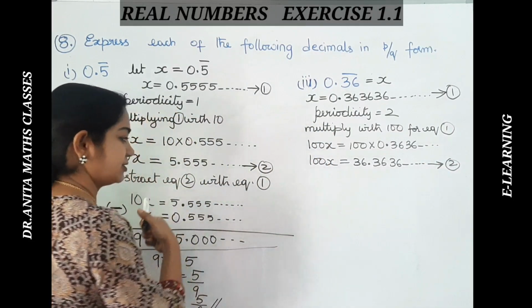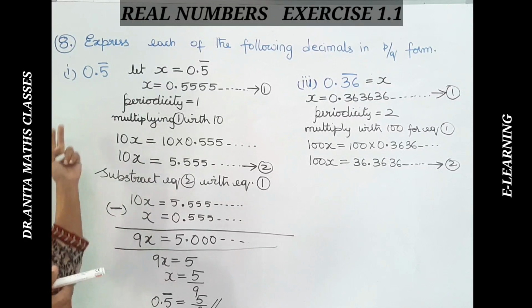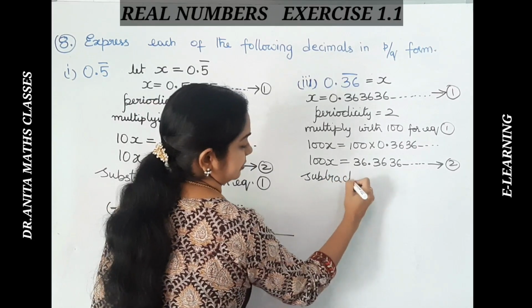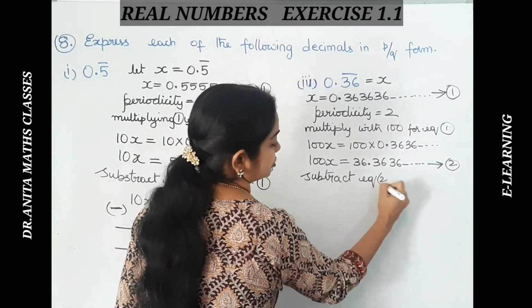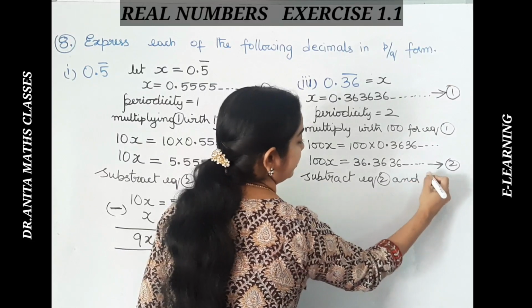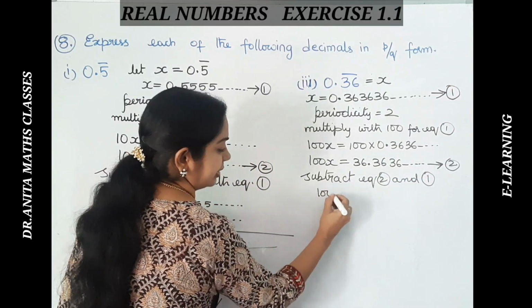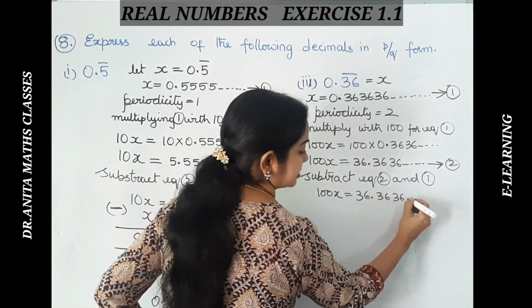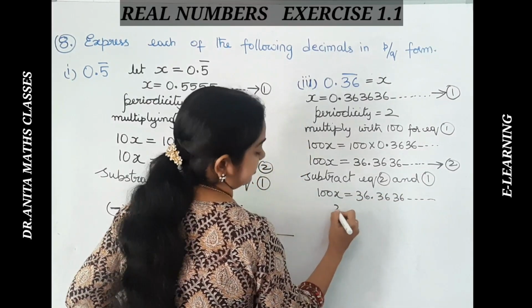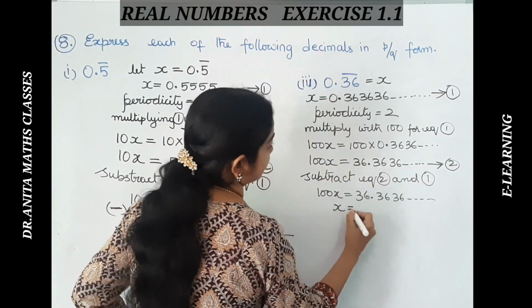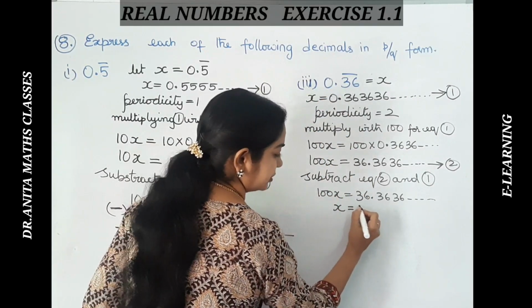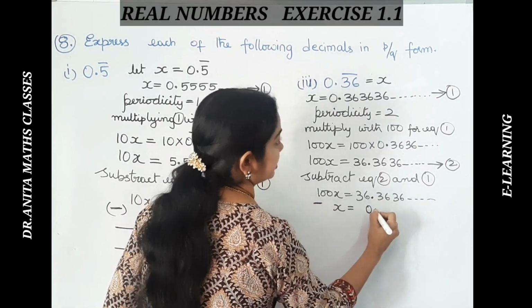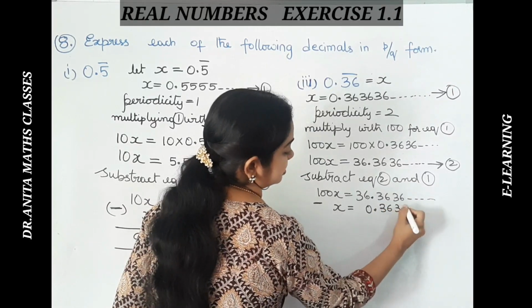Now the same procedure that we have done: subtracting equation 1 from equation 2, we get 100x equal to 36.3636 and so on, and the first one is x equal to 0.3636 and so on. I should not place 0 here, because while subtracting we should write point over point only.